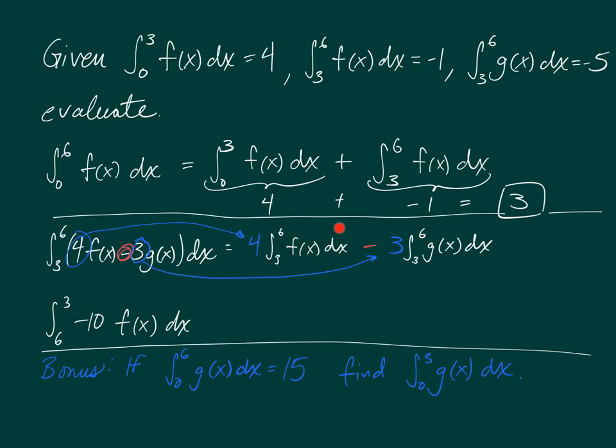So we know what this is. The integral from 3 to 6 of f of x is a value of negative 1. So this would be 4 times negative 1, minus, again, that comes from the minus in the original integral, 3 times, what is the value of the integral from 3 to 6 of g of x? Well, that's negative 5. So times negative 5. And if you simplify all of this down, you should get 11.